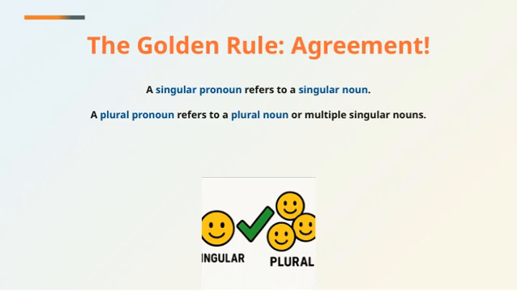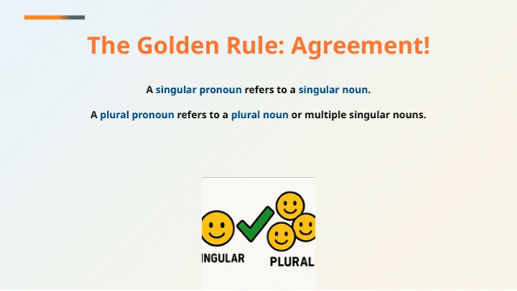So let's talk about pronouns and how they work with nouns. A plural pronoun, for example, refers to a plural noun or multiple singular nouns. That means if you're talking about more than one person or thing, you use a plural pronoun like they or we. On the other hand, a singular pronoun refers to just one noun, so one person or thing, using words like he, she, or it.